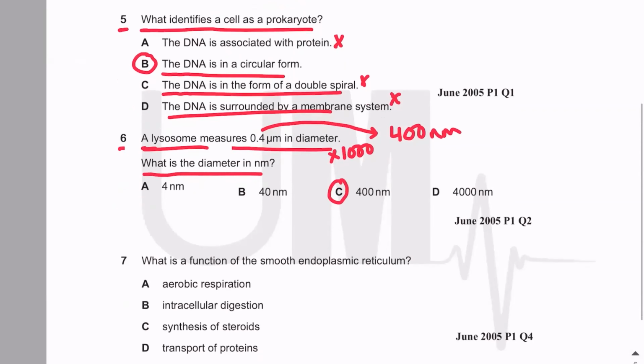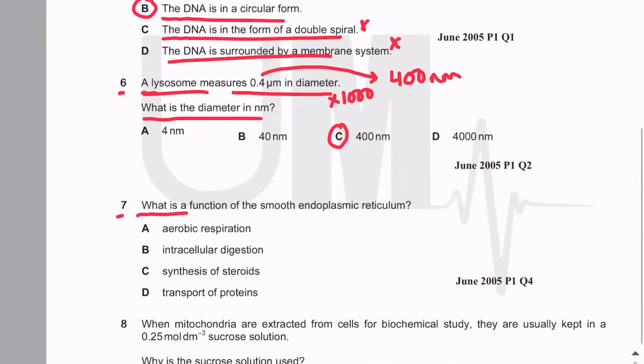Let's move on to MCQ number 7. What is the function of the smooth endoplasmic reticulum? We discussed that the function of the smooth endoplasmic reticulum is the synthesis of steroids and the transport of steroids. So what do you think is the answer? C. Synthesis of steroids and transport of steroids. Right? Steroids are the lipids which are derived from cholesterol. And steroids are actually lipid hormones like testosterone, estrogen, and progesterone.